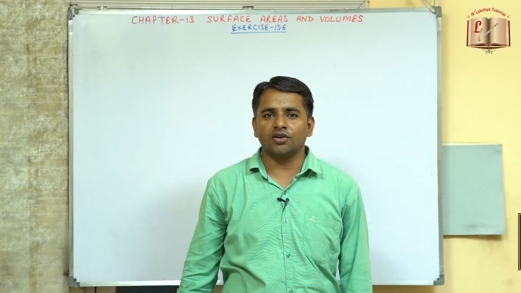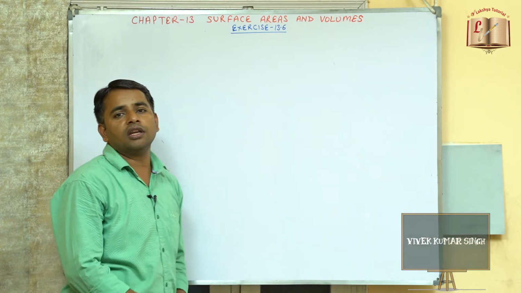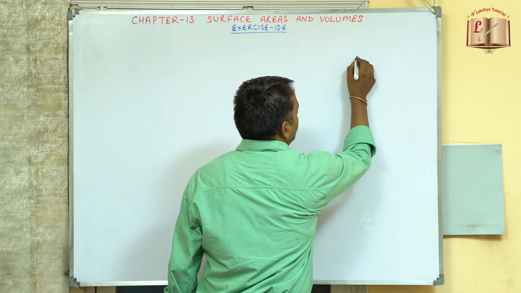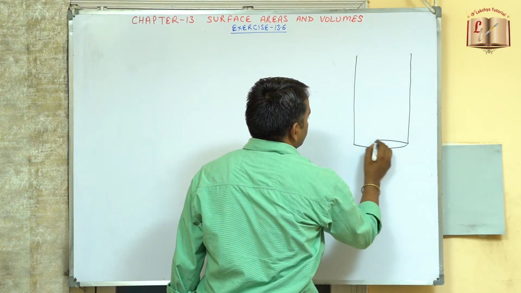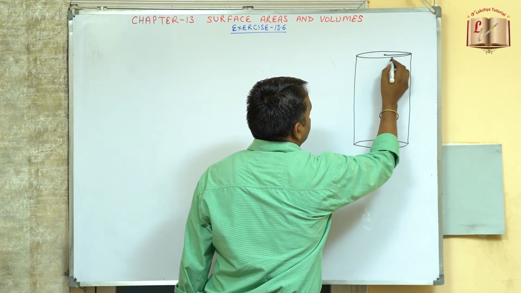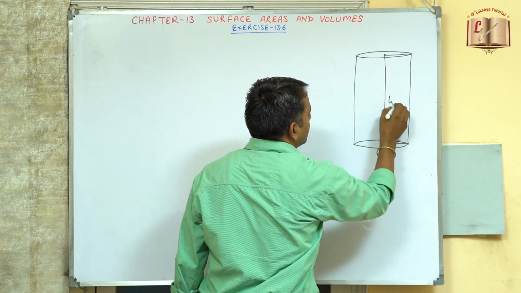Hello students, now we will take up our exercise 13.6 where we will discuss the volume of a cylinder. So cylinder को अभी हमने previous episode में area के बारे में पढ़ा हुआ था, curved surface area, total surface area like this. So now this is a cylinder, radius, and this is now height of this.